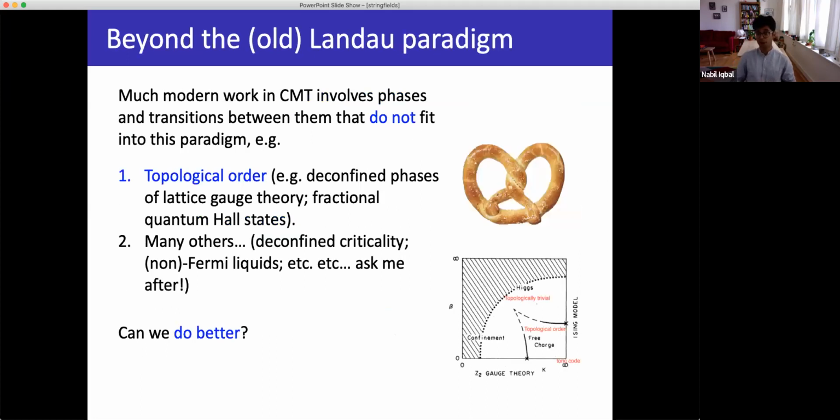So, however, much modern work in condensed matter theory involves phases and transitions between them that do not fit into the normal Landau paradigm. One example of this is topological order. It turns out if you Google topological order in Google Images, you get this pretzel. I think it's because the things in the pretzel are winding around each other. But anyway, whenever you see this pretzel in this talk, it means there's something topological happening. So what is topological order?